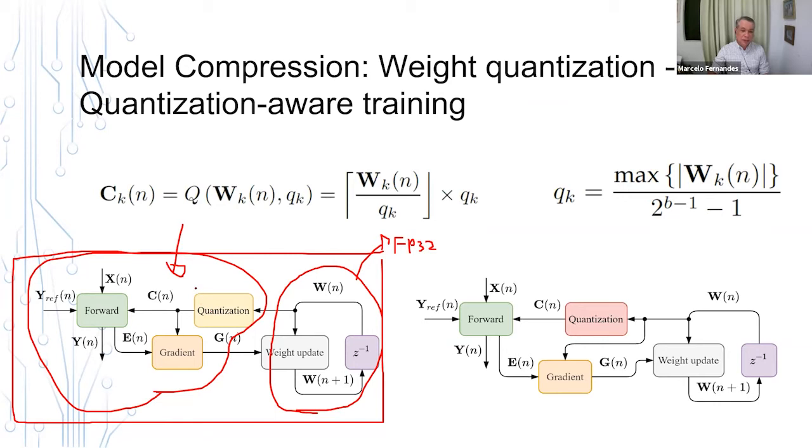For example, if you use 8-bit here, you will work with 8 bits. You calculate your gradient, and your gradient goes to the weight update. Your weight update is in float point, but the inference part and the gradient calculation are with 8 bits. It's a way to do aware quantization, or quantization-aware training.